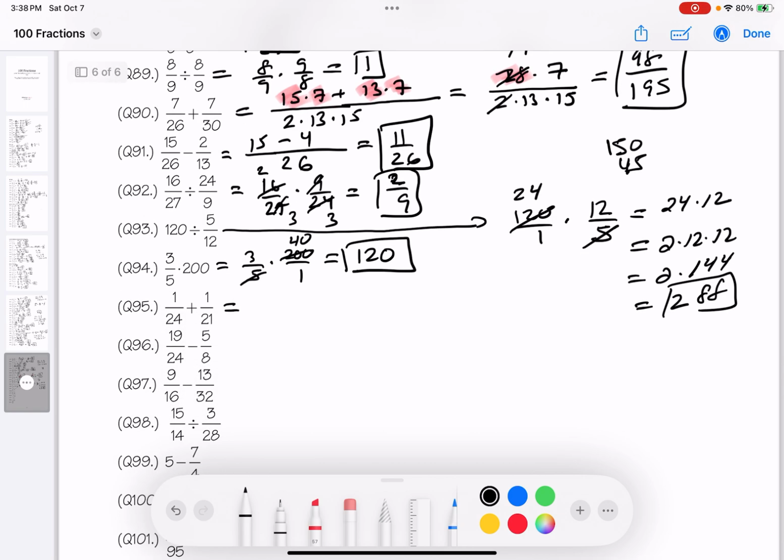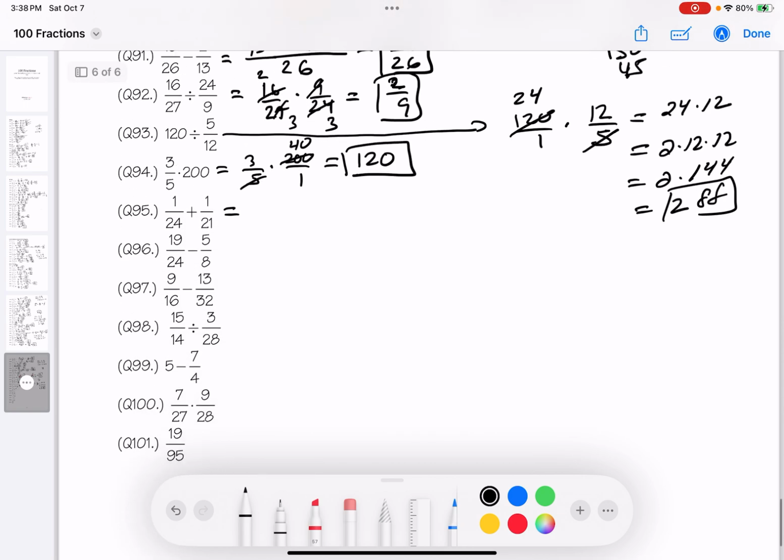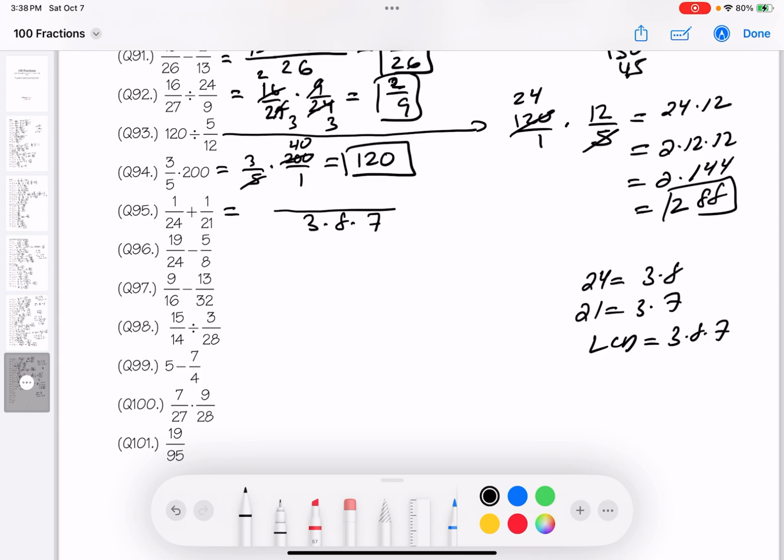What do you get over here? It's definitely more difficult, by the way. So 24 breaks down into 3 times 8, but you can write it differently if you want. 21 is 3 times 7. So what's the LCD going to be? It's going to be 3 times 8 times 7. I'm going to write that down: 3, 8, and a 7. We'll multiply it out later, by the way.